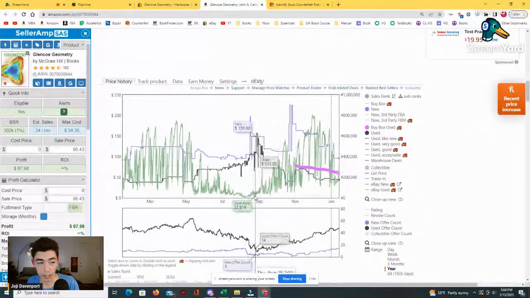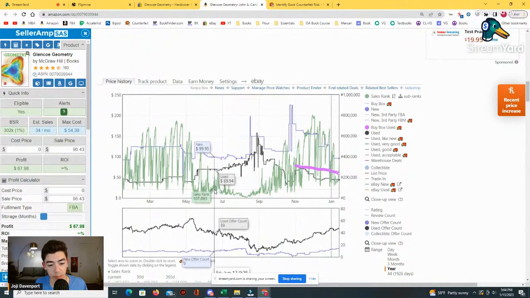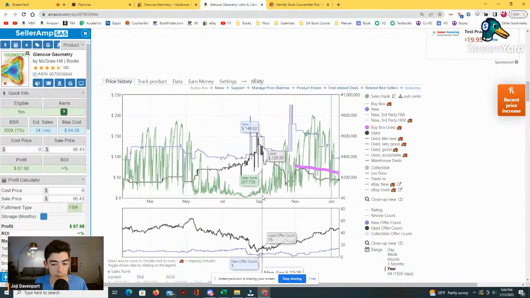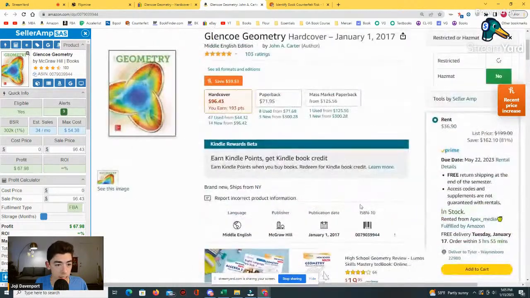So what's interesting about this book is it has amazing textbook seasonality in basically all of summer: July, August, September. This book is selling for well over 100 bucks. And notice that if you look at its Keepa chart, this book clearly sells during the summer months very, very well. That's probably because this is a book that is needed for high school. That'd be my guess. This is Glencoe Geometry, Middle English Edition.